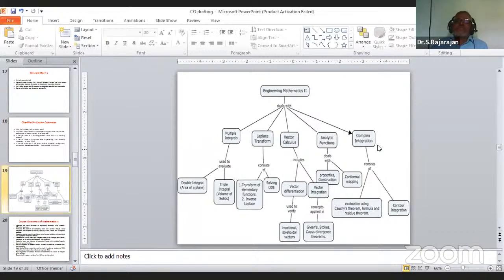For example, for Engineering Mathematics 2, I can divide this. The first level is actually called the concept map. In this concept map, Engineering Mathematics 2 deals with multiple integrals, Laplace transform, vector calculus, analytical functions, and complex integration. These are the 5 units I think they have given in that syllabus.